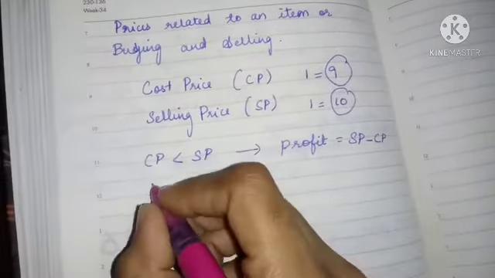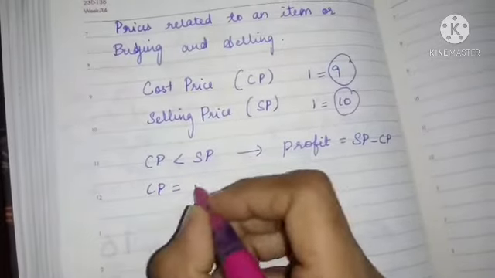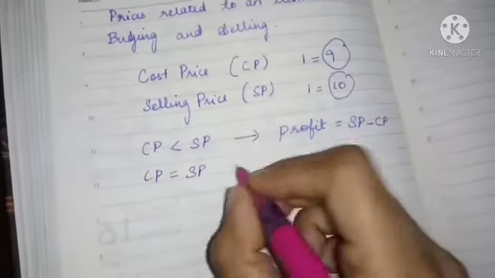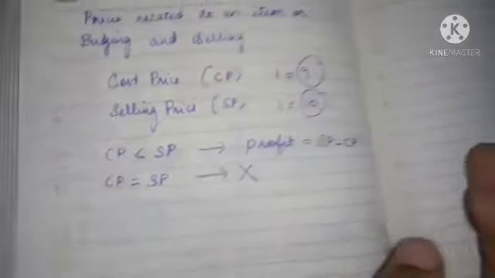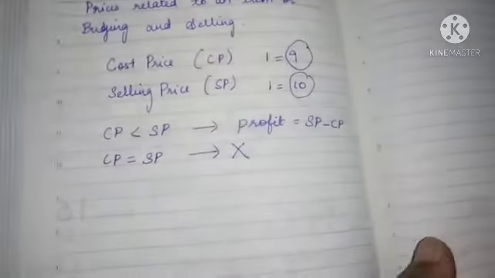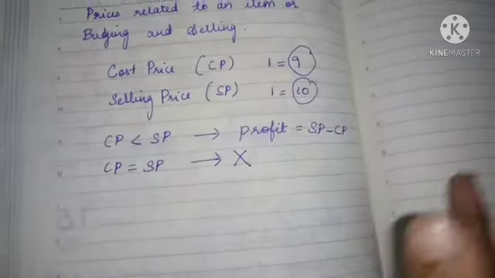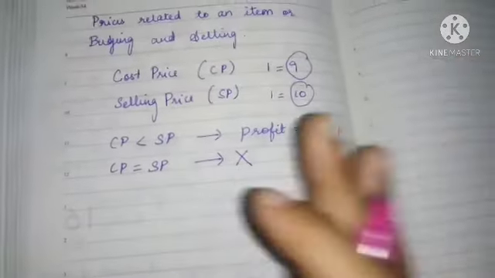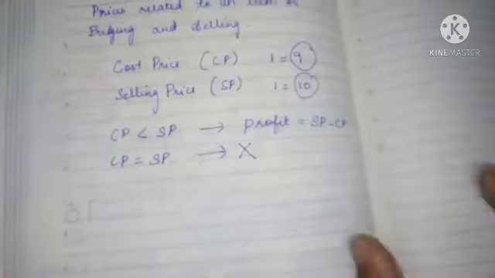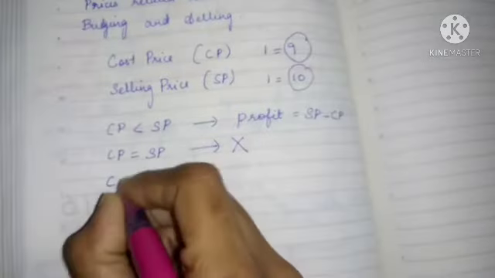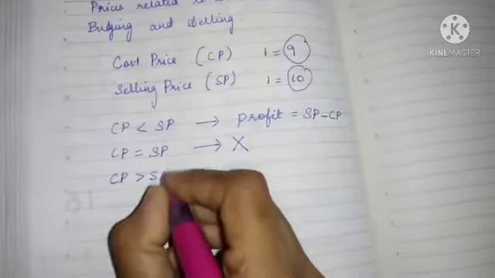Sometimes you buy a good for 10 rupees and sell it for 10 rupees, and we will not get anything, which means no profit and no loss. If you buy a good for 10 rupees and sell it for 10 rupees, there is no profit and no loss.